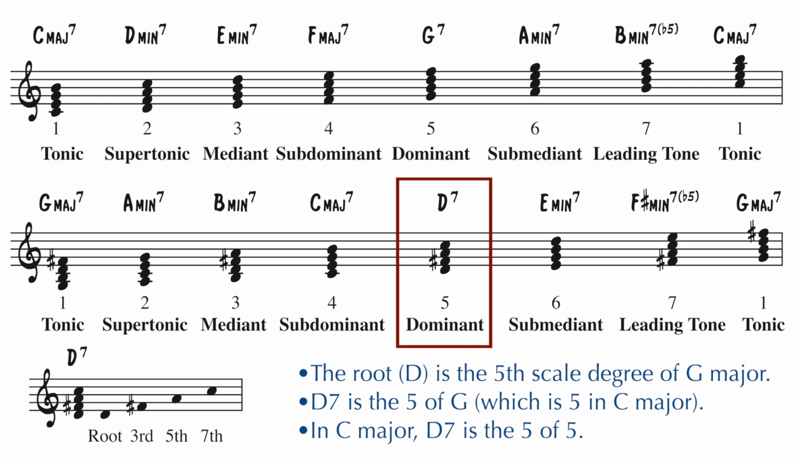So this D7, which is a secondary dominant in the key of C, is the 5 of G, or the 5 of 5 in the key of C. We call it the 5 of 5 in the key of C because G is the 5th note of the C major scale. And you can hear that this D7 resolves nicely to that G chord.